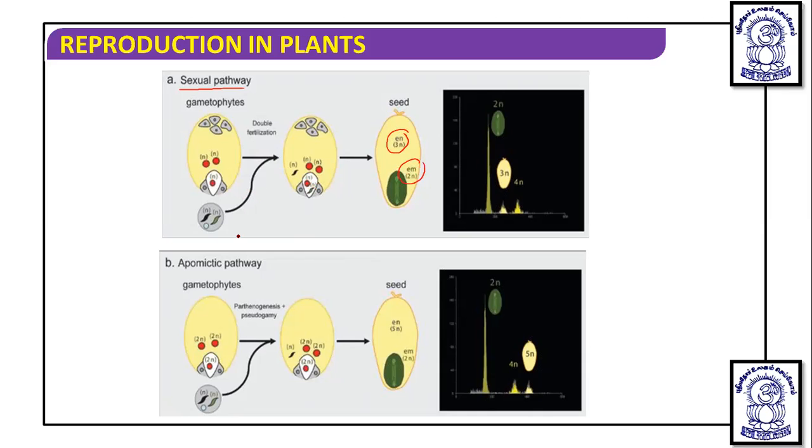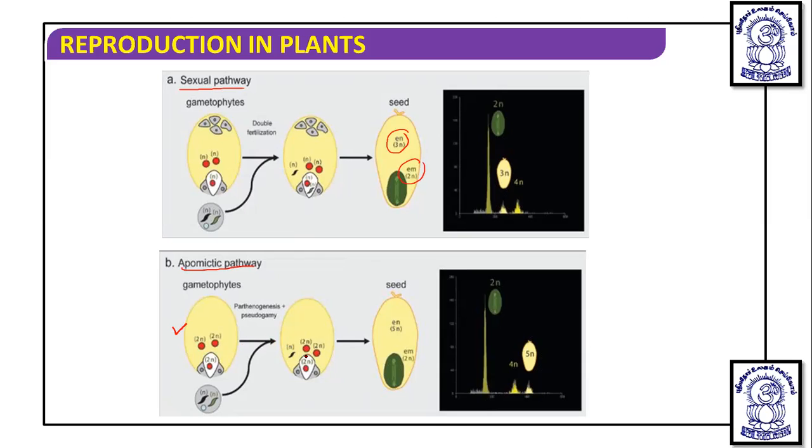But in the apomictic pathway, first fertilization will not occur and meiosis will not occur, so a diploid embryo sac will be obtained. Pseudogamy means complete fusion is not happening here. The gamete can enter, but the gamete cannot fuse. So diploid nuclei are there, and parthenogenesis is happening.